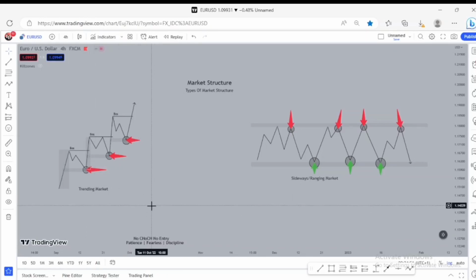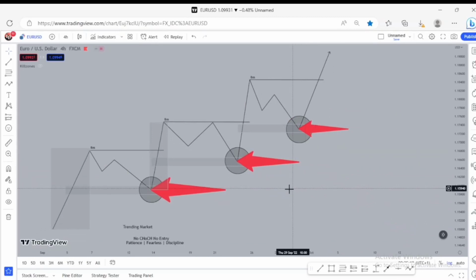I have to zoom it a little bit so that you can see what I'm trying to explain to you. Okay, so when you come to a trending market, the only thing you see is impulse, correction, impulse, correction. So when it comes to trading a market structure, you wait for the market to break the previous high, then come back.